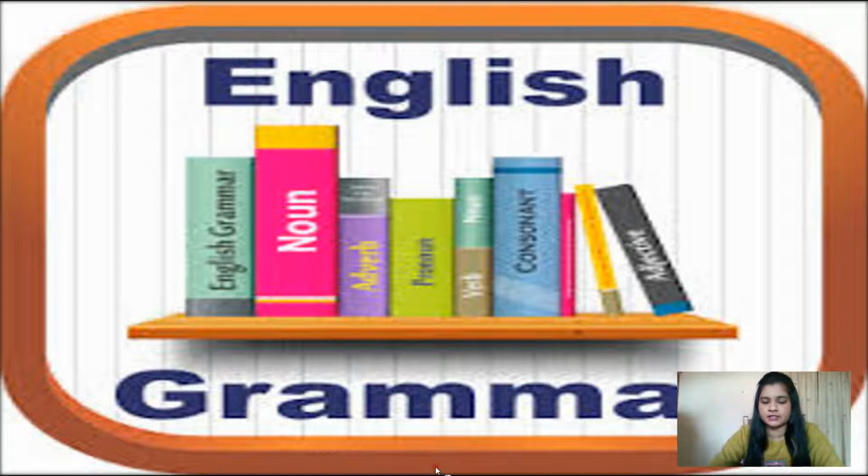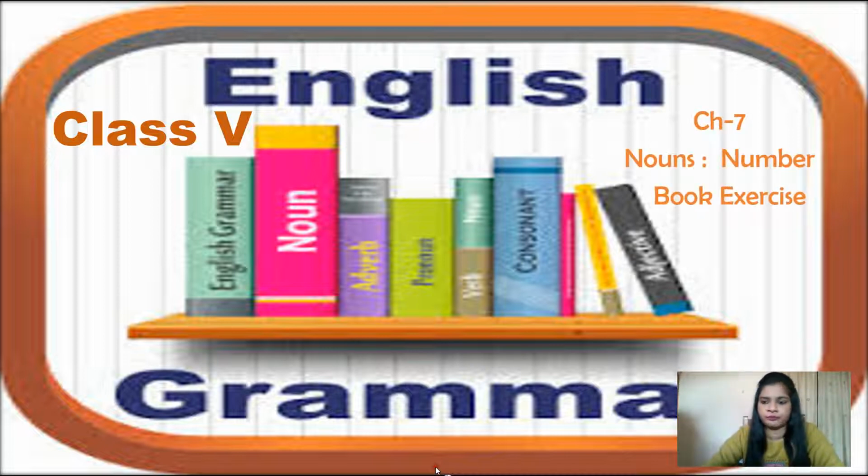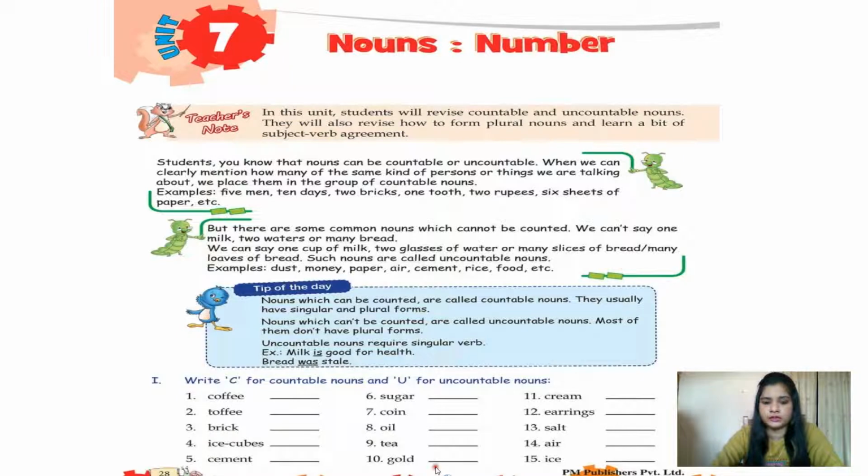Children, in the last class we did chapter 7, Nouns Number. I explained what countable and uncountable nouns are and how to change a singular noun to a plural noun. Fine. So today we are going to do chapter 7, Nouns Number, that is the book exercise. So let's begin. But before doing the book work, we will read the chapter.